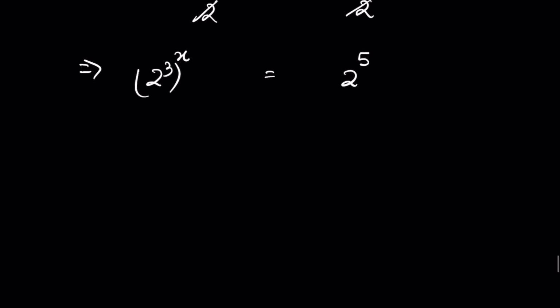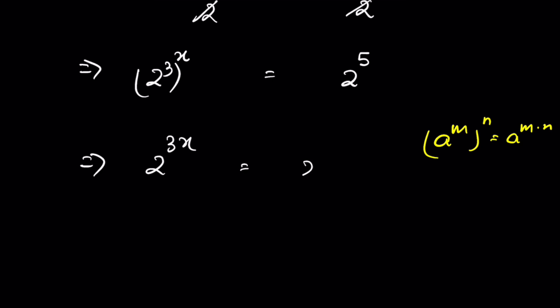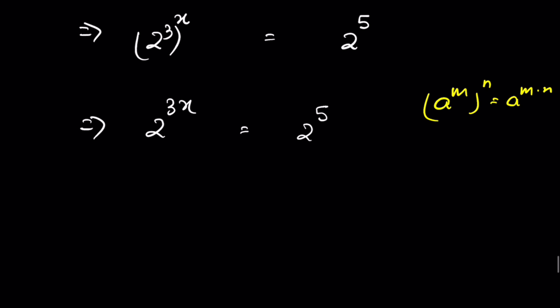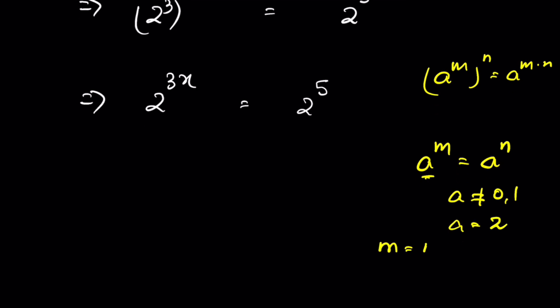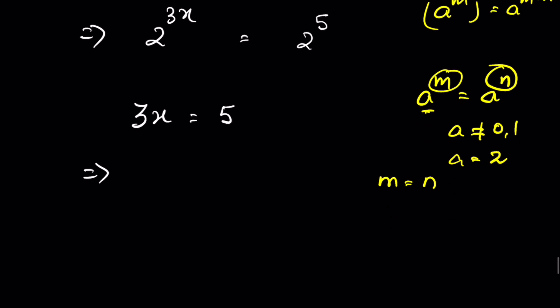Now there is an identity. If a raised to the power m whole raised to the power n, this is equal to a raised to the power m times n. So this is 2 raised to the power 3x is equal to 2 raised to the power 5. Again there is a rule, if a raised to the power m is equal to a raised to the power n and a is not equal to 0 or 1, here a is 2, in that case m is equal to n. Exponents are equal, that means 3x is equal to 5, or we divide both the sides by 3, x is equal to 5 upon 3.